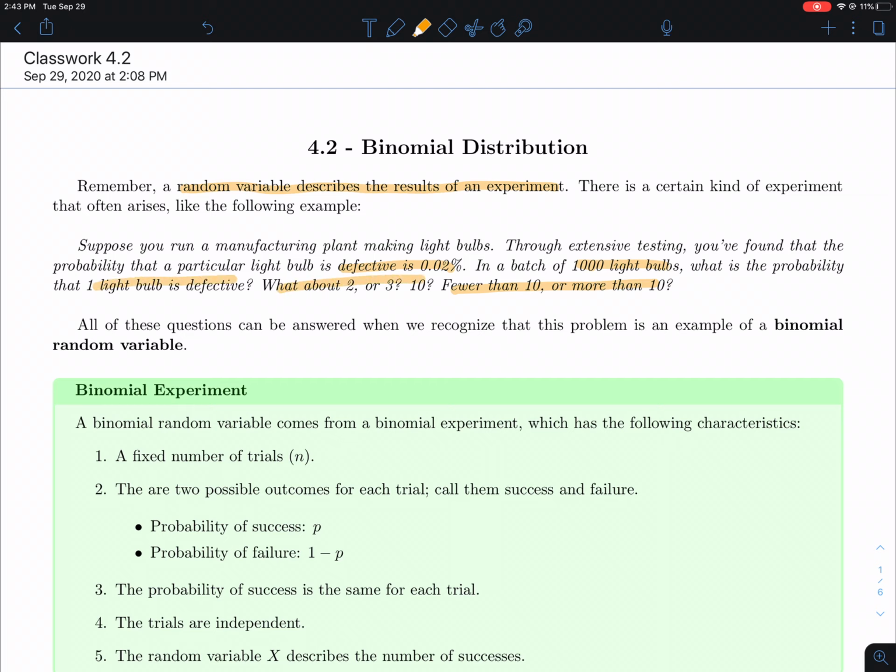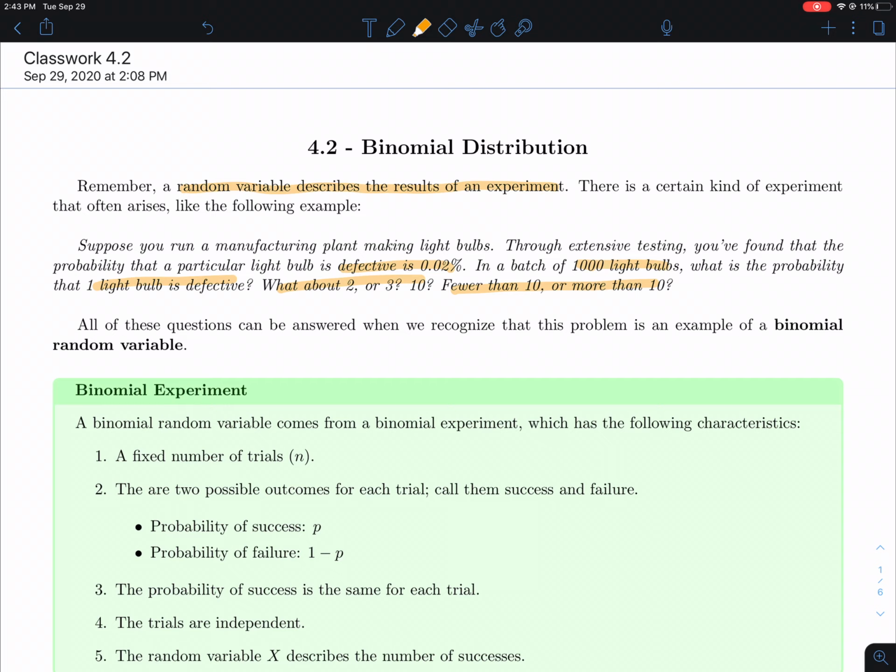So these are what are called binomial distributions because basically there's two choices. There's either a failure or a success. So remember, bi means two. So in this case, the light bulb being defective would be the success, say, and the light bulb not being defective could be the failure, or vice versa. You could do it either way.